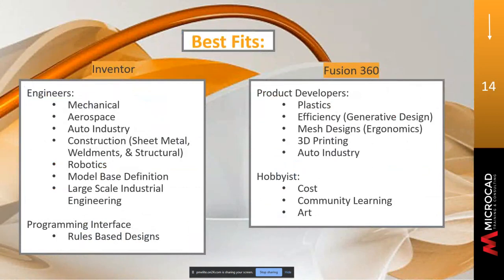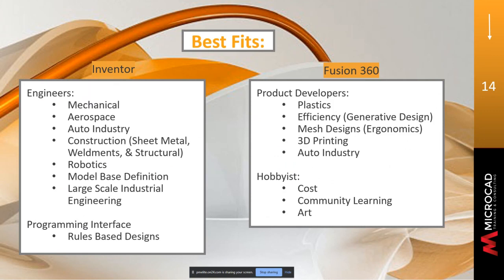Some of the best fits for each program. Inventor caters to engineers: mechanical, aerospace, auto industry. It's a good fit for construction as well. Sheet metal, weldments, and structural steel. A good interface for robotics and model-based definition. It's great for large-scale industrial engineering firms. And it also excels at rules-based designs, where you configure how the design is supposed to work and write the rules for it, and everything is automated after you set up that configuration.